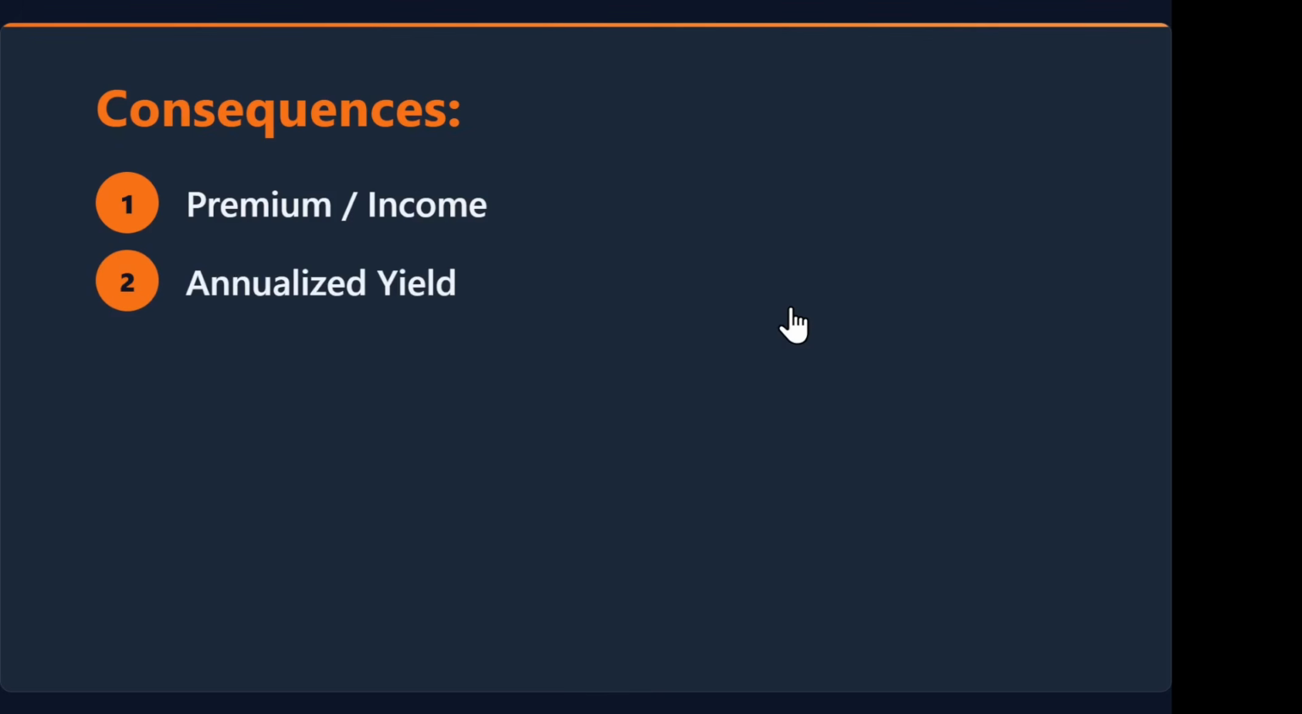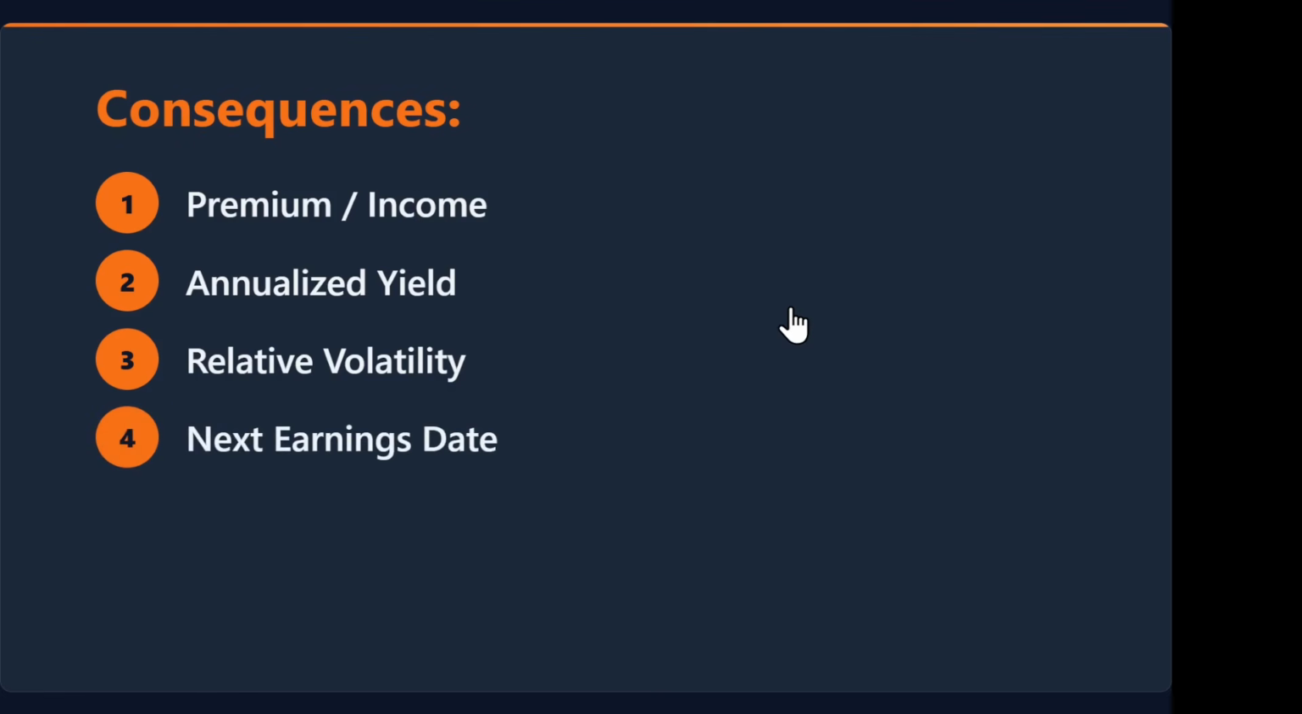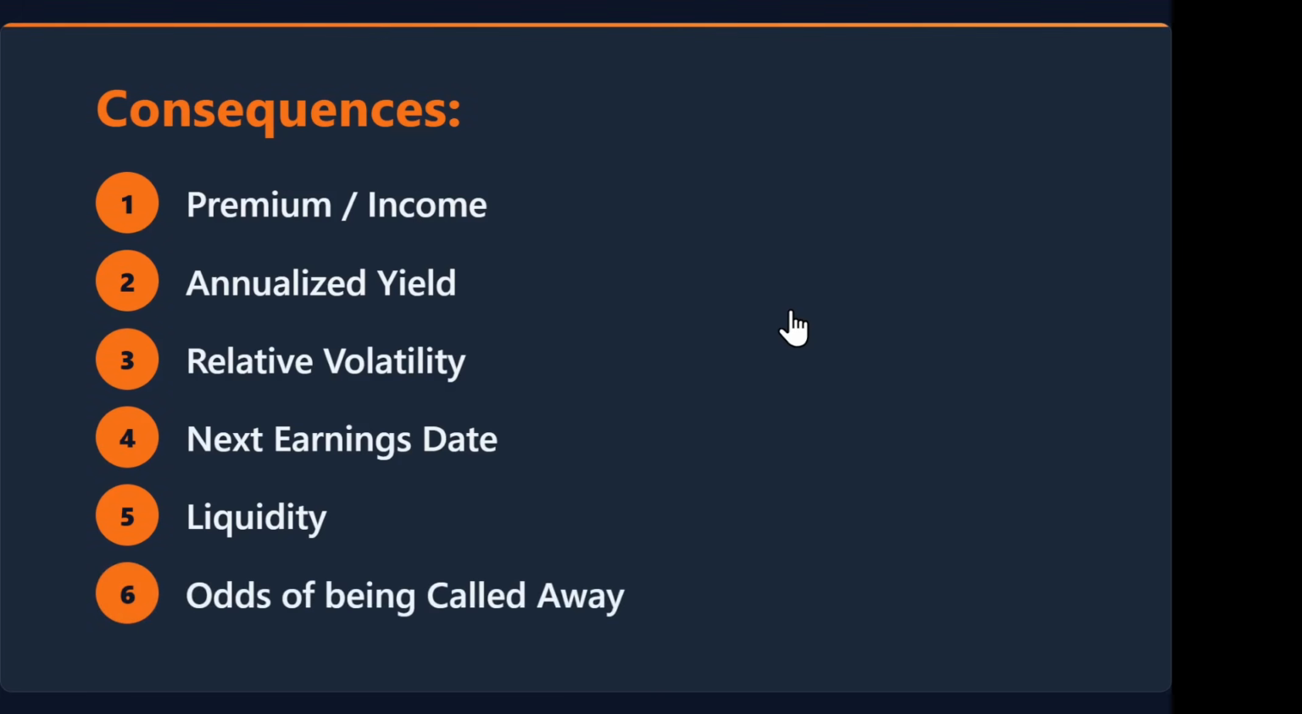Some of these consequences take some effort to understand and compute. For example, what's the premium or income, if you prefer, that you'll receive immediately? What's the annualized yield on this income? What's the relative volatility to other options in the chain, which affects its pricing? When's the next earnings date? What's the liquidity? How easy or difficult will it be to sell a specific covered call contract in the market? And how likely is it that your shares will be called away?